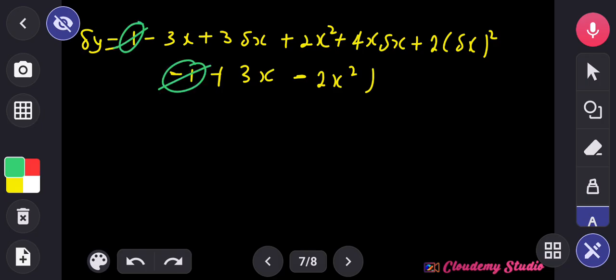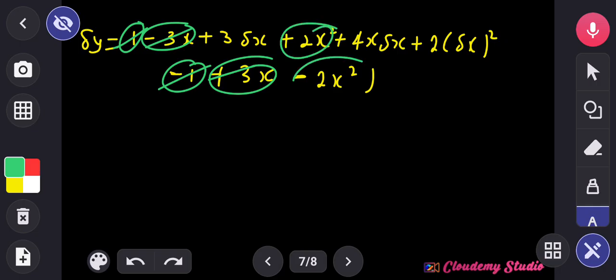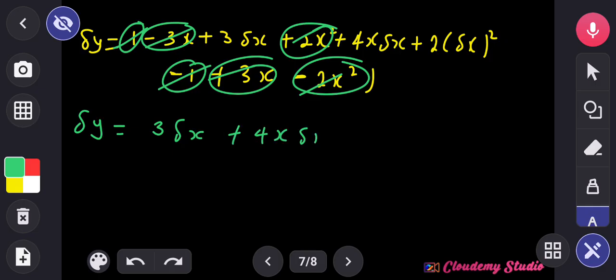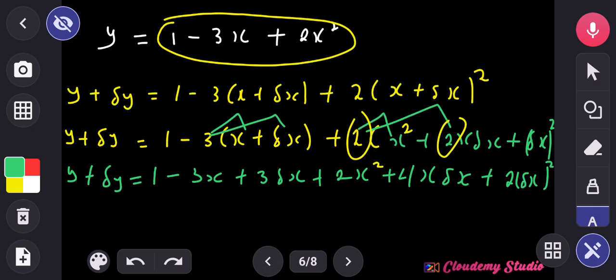You understand? We have a positive 3x and a negative 3x. They are going to cancel out each other. We have a positive 2x squared and a negative 2x squared. They are going to cancel out each other, which means our dy, which is delta y, is now going to be equals to 3 delta x plus 4x delta x plus 2 delta x squared, right? Sign is always a problem around this place. It's supposed to be, yeah.